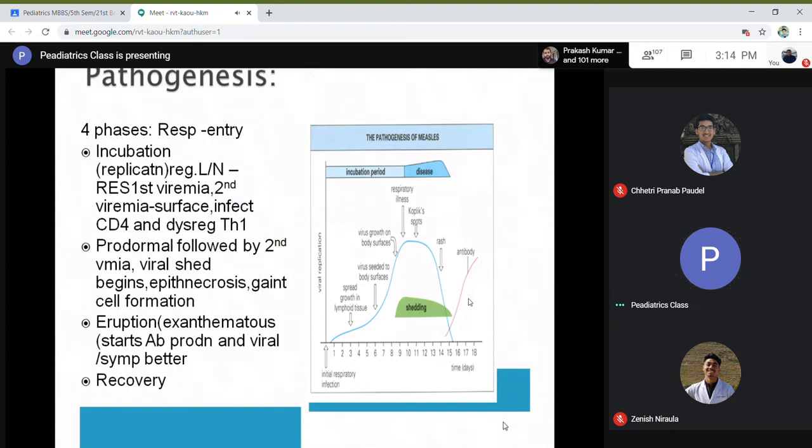So how does the disease develop? As the virus gets into your body, it goes through replication. First it comes to the lymph node, where adaptation will take place or damage to the lymph node. Maybe that's a good reason for lymphocytopenia. This is the reticuloendothelial system, kind of first. They adapt there and multiply, and from there the virus goes back to your bloodstream. That's the first viremia. It doesn't have any clinical manifestation yet.